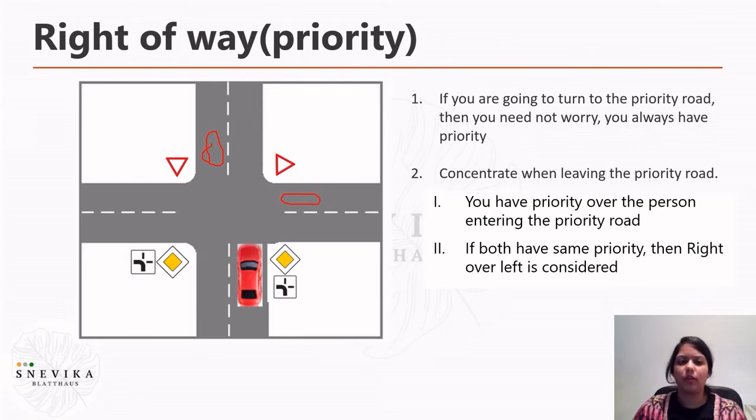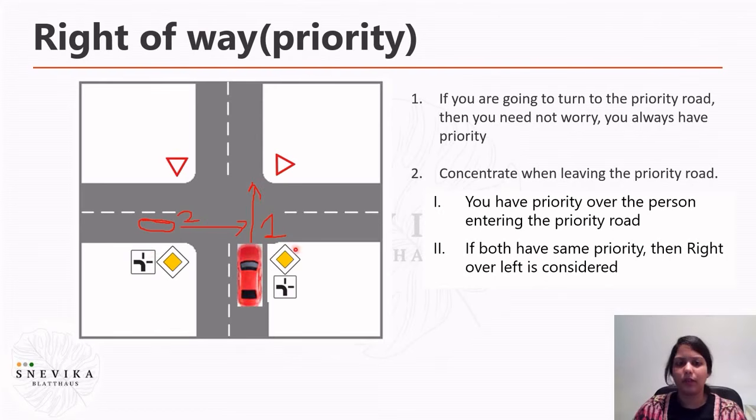Now what is the confusion here? If there is a car here, even he has this priority, and if he is going to go straight and you are also going to go straight, now both of you are leaving the priority road. Now who will go first? So now you should remember that another rule comes into the picture, that is right over left. So the person on the right has the priority to go first. So in this situation, I will go first and this car will go second. So these are the things which you should understand for such a board.